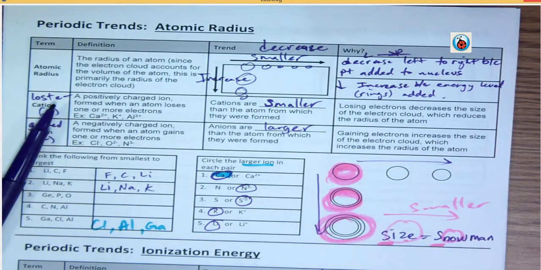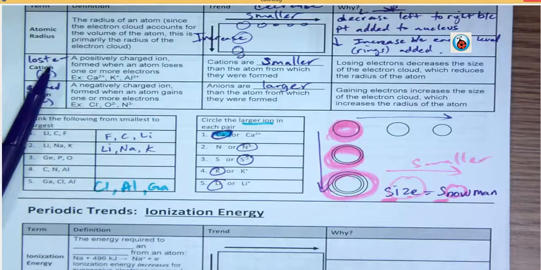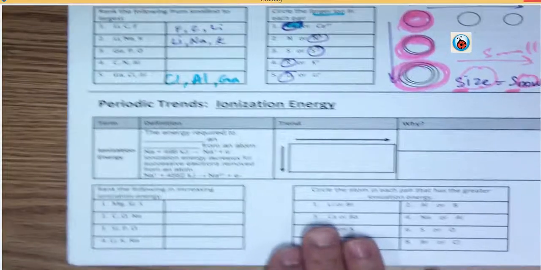And so that's one way to remember the size. Think about the snowman. And it's getting knocked over. That's your trend going down. That's your trend going left to right. Okay, ionization energy, the next trend.